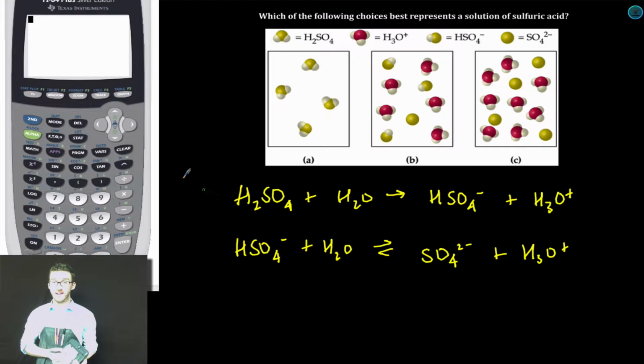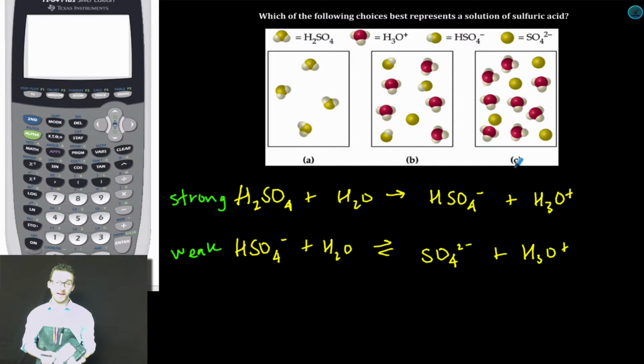Again, it's important to recognize that H2SO4 is strong and HSO4- is weak. So what does that tell me? All of the H2SO4 is going to completely form HSO4- and hydronium ion. So I shouldn't see any H2SO4 in solution, because it's going to completely ionize into these things. But then HSO4- is only going to partially ionize into SO4 2- and additional hydronium ion because it's weak.